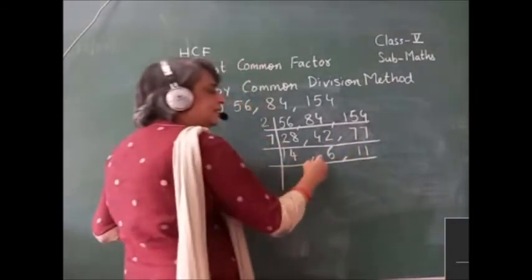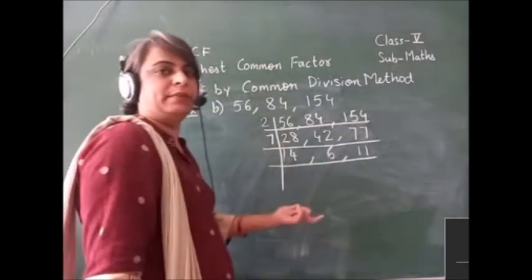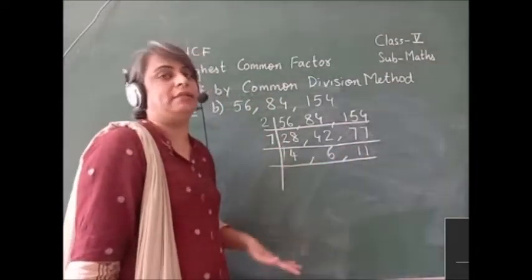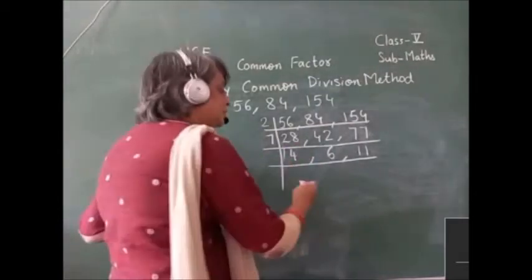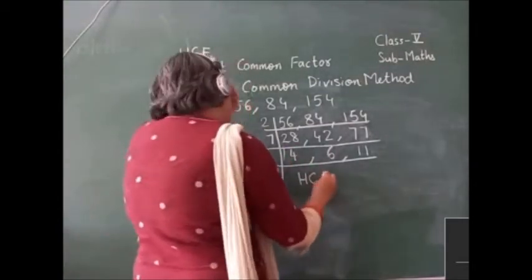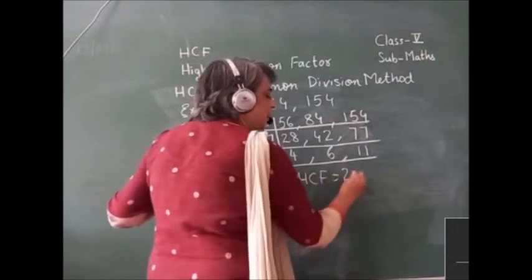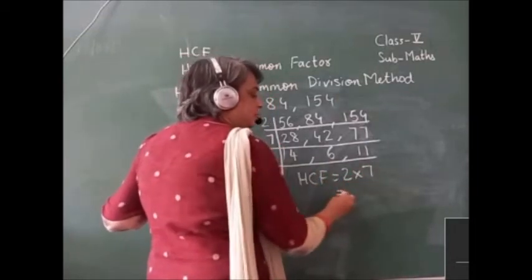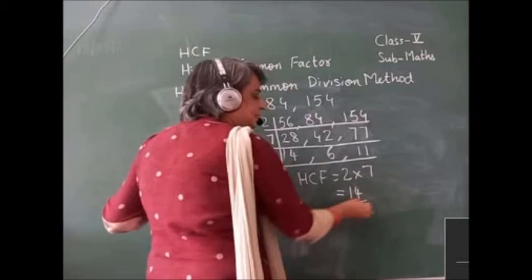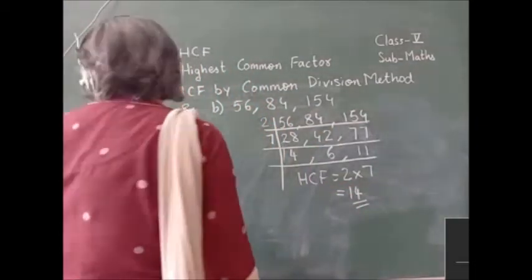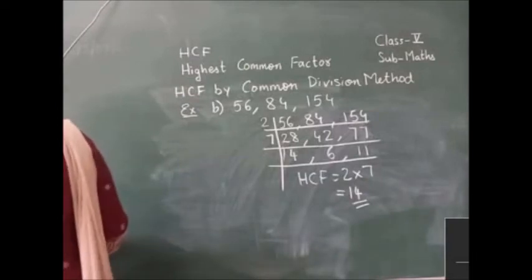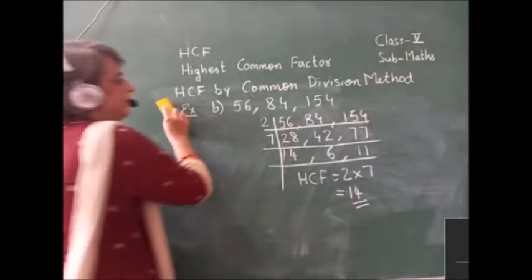Now 4, 6 and 11, these three numbers are not divisible by any other number. So you are going to stop it till here only. So now what is the answer you are going to get here? HCF is equal to 2 multiplied by 7. 2 7s are 14. This is the HCF of these numbers. Now one more method is there, that is HCF by division method.